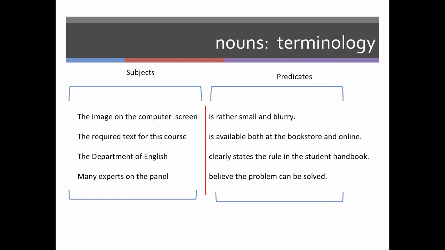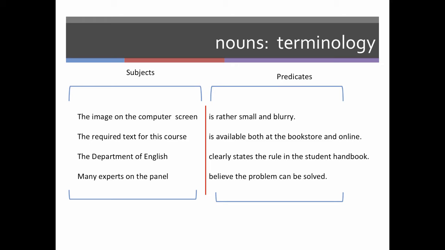So again, some terminology, just to think back, will help us as we move forward in this mini lecture: subjects and predicates. So every sentence begins with a subject, right? So this independent clause begins with the subject noun phrase. The image on the computer screen, the required text for this course, the Department of English, many experts on the panel. Recall from chapter 1 that one way we identified subjects was by substituting a pronoun. Notice that each of these subject noun phrases can be replaced by a single word pronoun.